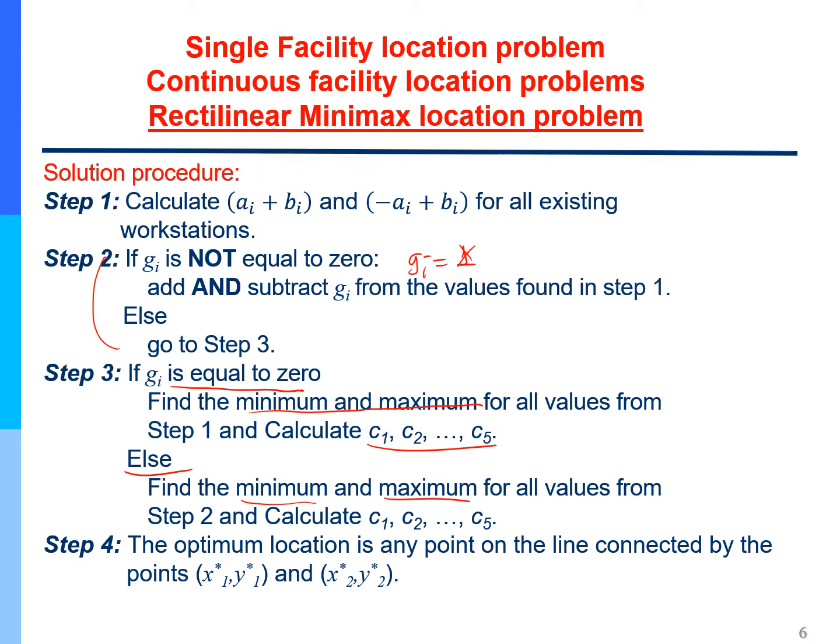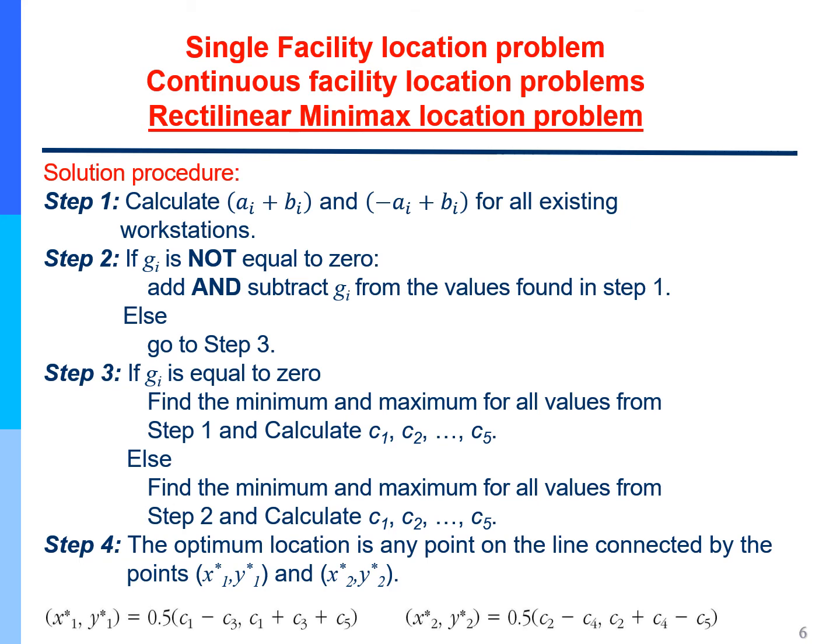Again, I understand that just by reading this procedure, it is still not very clear. But in the next slide, I will be implementing these steps on our example problem. And at the end, we calculate x1 star, y1 star, and x2 star, y2 star by using the values of C1 up to C5 that we calculated with this procedure.